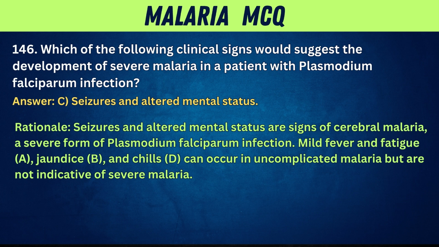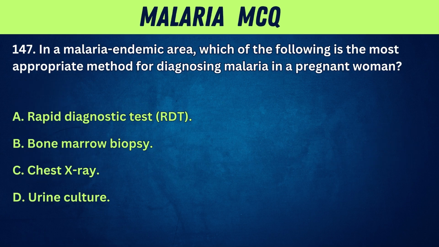Rationale: seizures and altered mental status are signs of cerebral malaria, a severe form of Plasmodium falciparum infection. Mild fever and fatigue, A, jaundice, B, and chills, D, can occur in uncomplicated malaria but are not indicative of severe malaria.